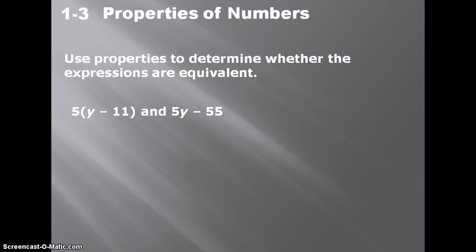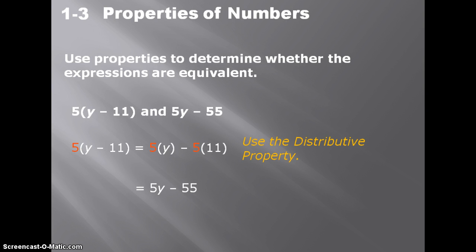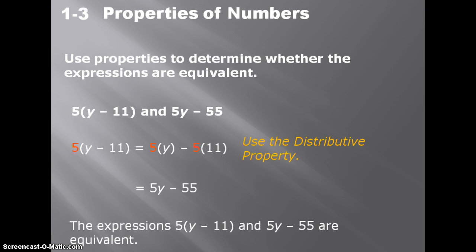Let's try another one. 5(y - 11) and 5y - 55. We have to start with the left expression, 5(y - 11), using the distributive property. So we multiply everything in the parentheses by 5. This becomes 5 times y minus 5 times 11. So 5y - 55. Those two expressions are equivalent.